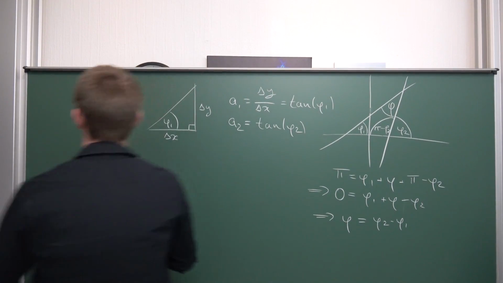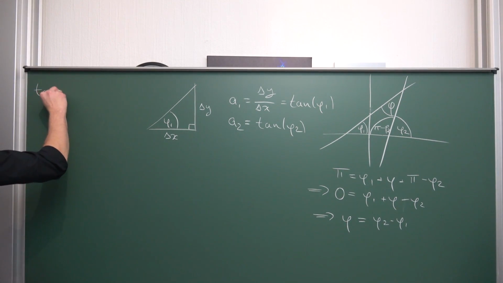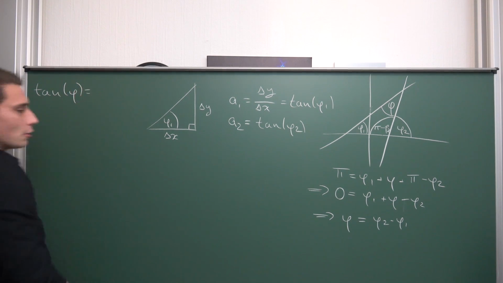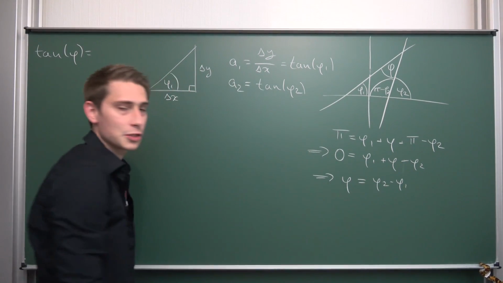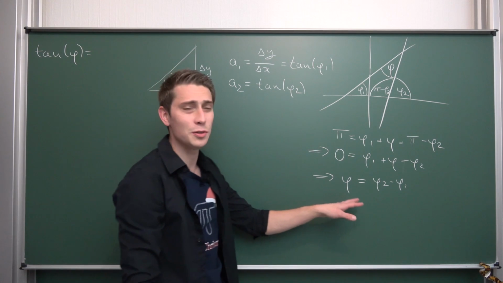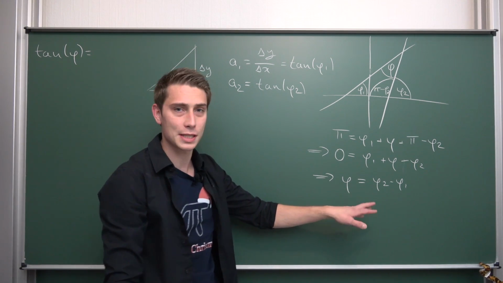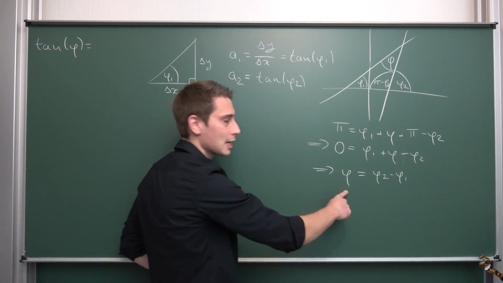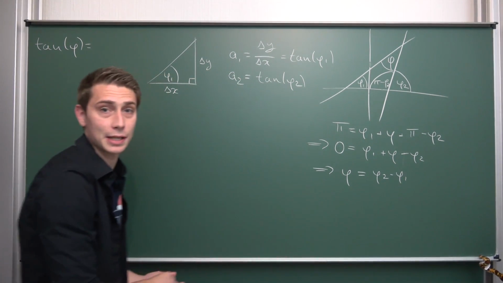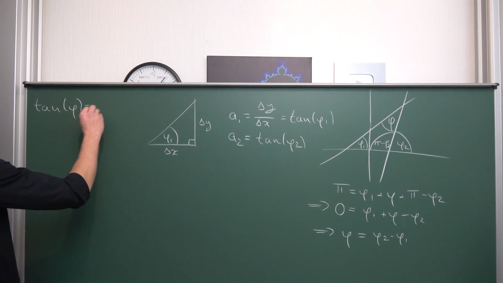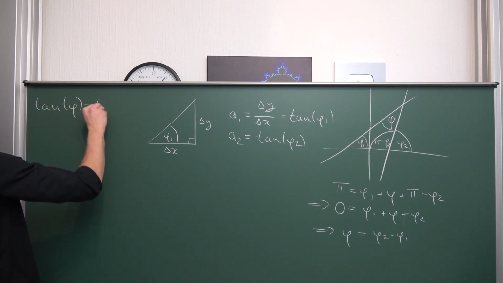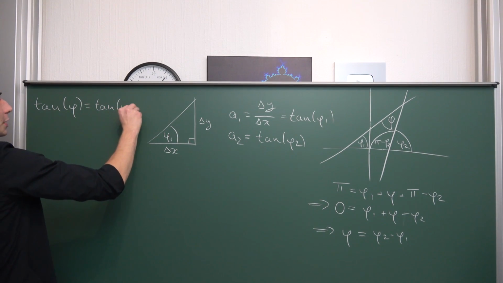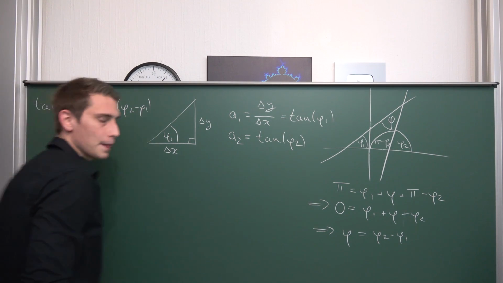Meaning what we can do is, we can say, what is the tangent of phi? The tangent of phi is the same as the tangent of phi 2 minus phi 1. I was just using numbers here because I want you guys to notice that 60 minus 30 is also 30, just like on this side right here. Hence we can make use of the tangent. Tangent of phi is nothing but the tangent of phi 2 minus phi 1.